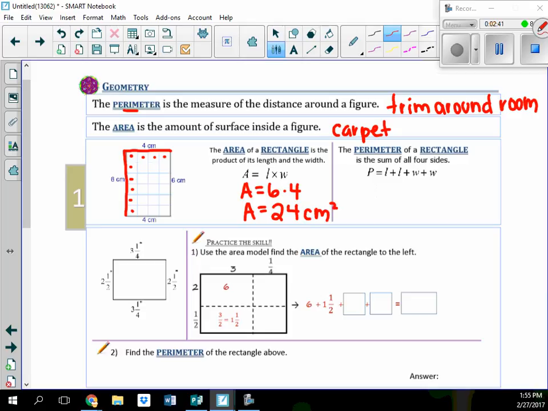Let's just double check. I'll switch colors. 1, 2, 3, 4, 5, 6. Another group of 6 would be 12. Another group of 6 would be 18. And another group of 6 would be 24. Now, counting these boxes is not very efficient. That's why we have a formula in order to do so. All right, so that's area.